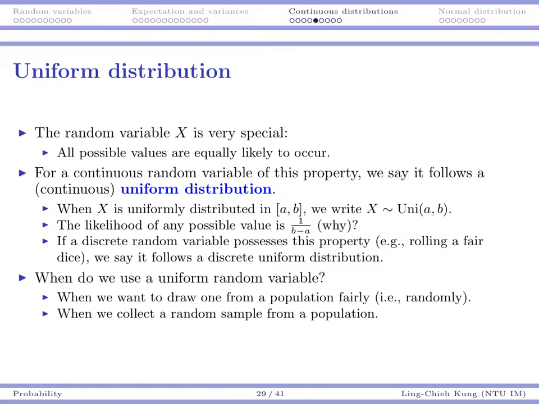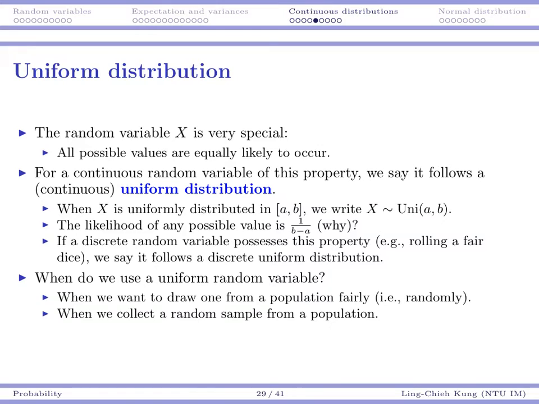So we know we are talking about a random variable. If the distance between a and b gets larger, then the likelihood of any possible value would decrease to make the total probability become 1. Okay, finally, if a discrete random variable also has this property, for example, rolling a fair dice or flipping a fair coin, we say it follows a discrete uniform distribution.